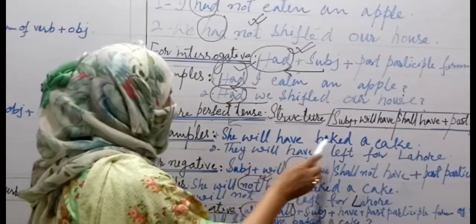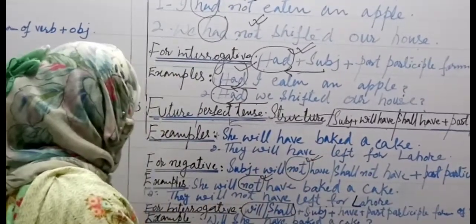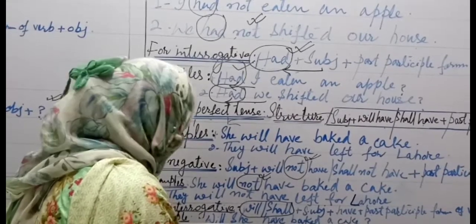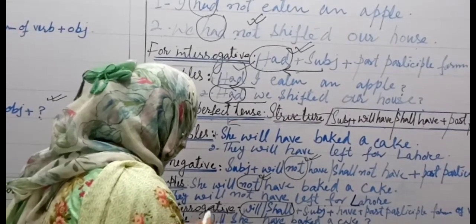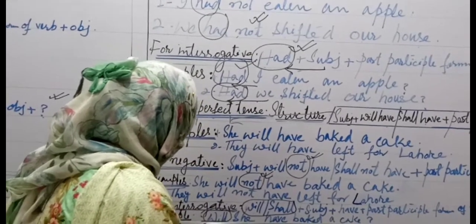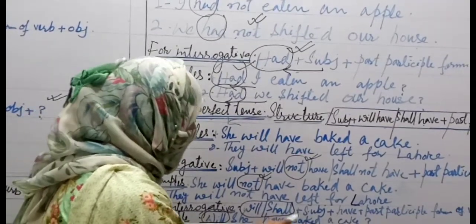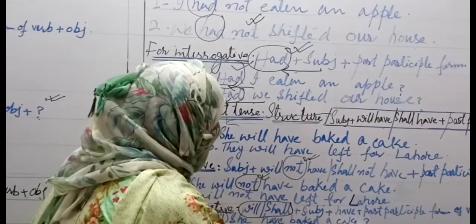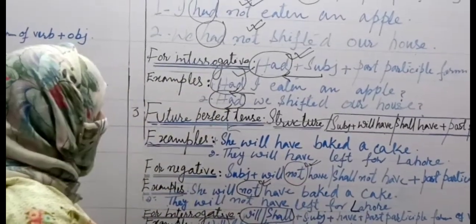She will have baked a cake. How do we make it interrogative? The auxiliary verb will come at the beginning of the sentence, that is, before the subject. Will she have baked a cake? And a question mark. Okay, beta?